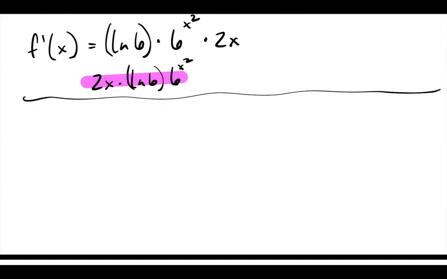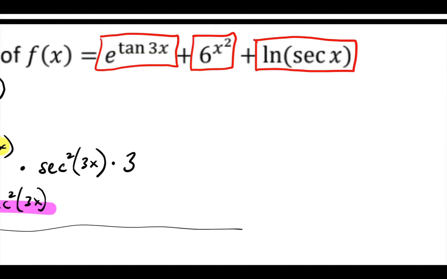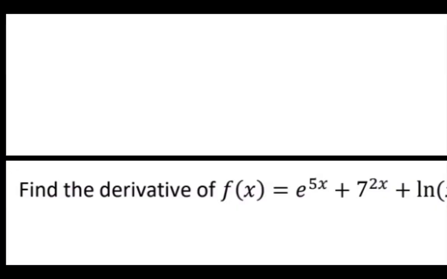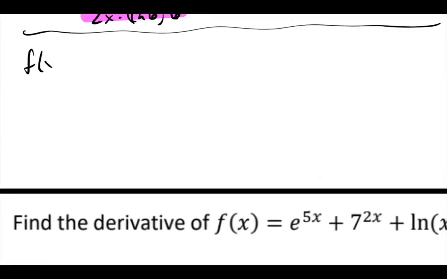Last one. Natural log secant of x. So this is what we did yesterday. So is this a product rule or is this a chain rule? Chain rule. It's not product rule, right? What are we finding the natural log of? Secant, right? It's embedded in there. Okay, so it's a chain rule.